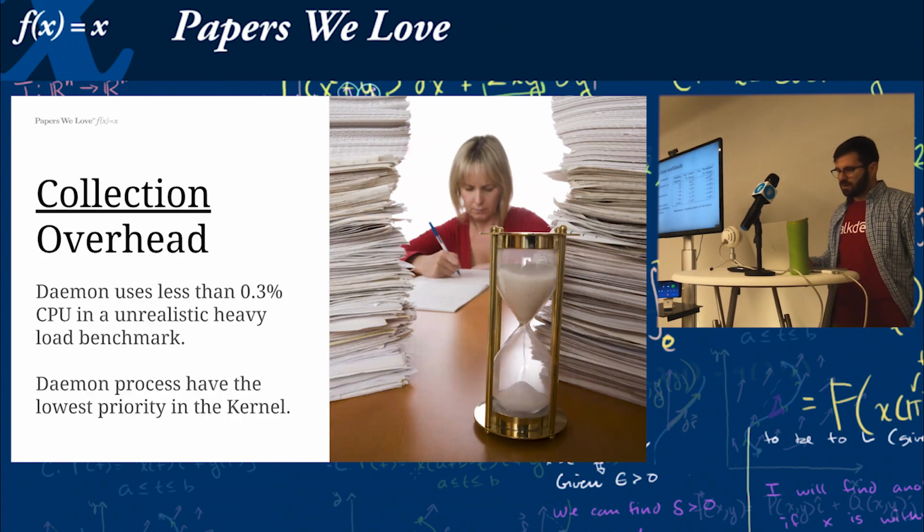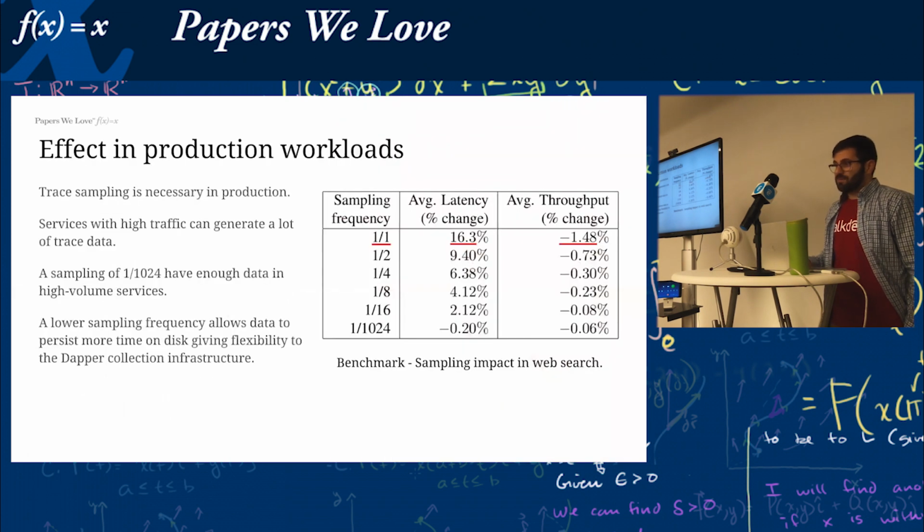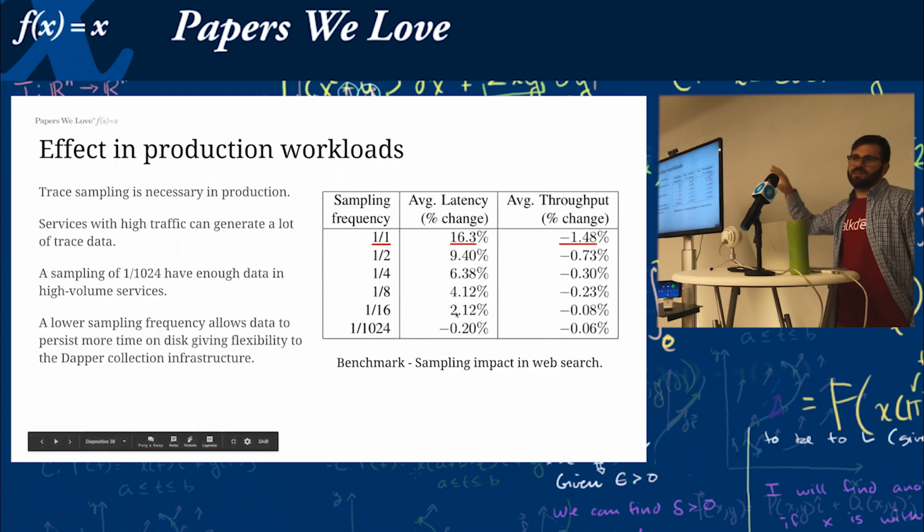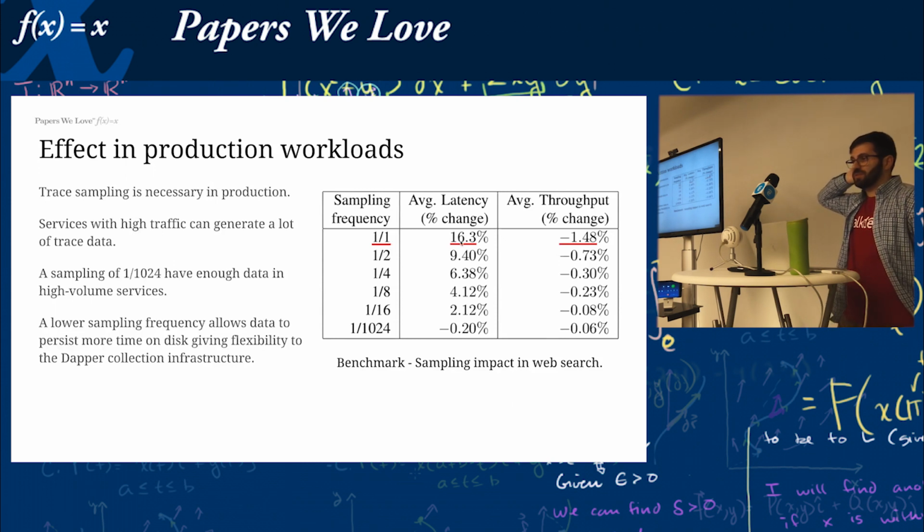Okay, this table is about sampling. As I said before, sampling is essential for the low overhead of Dapper. And you can see the numbers here. If you have a sampling frequency of 100%, the latency of this benchmark, on web search, they don't detail it too much, increases by 16%. If you do 50%, it's a 9% latency change. And then you find the sweet spot of a 1 in 1000 sampling ratio.